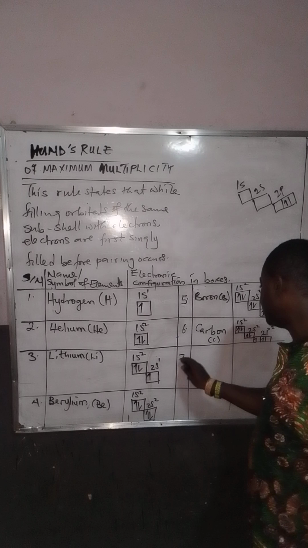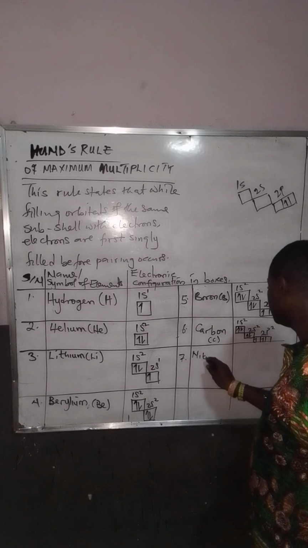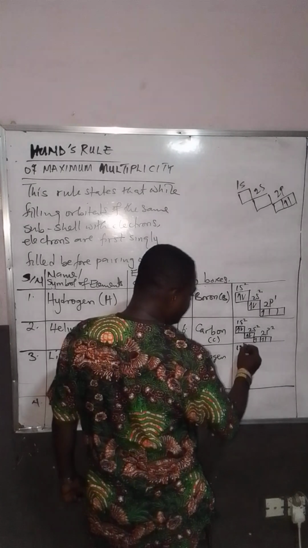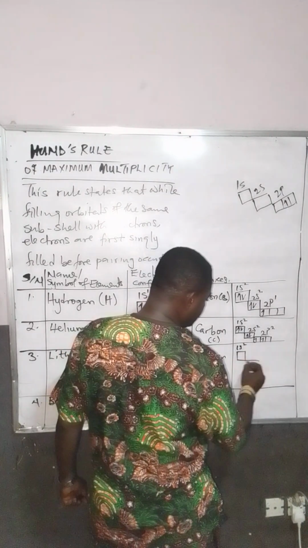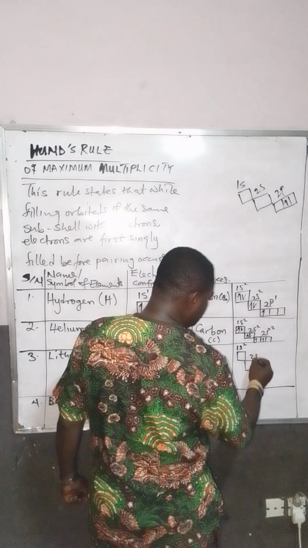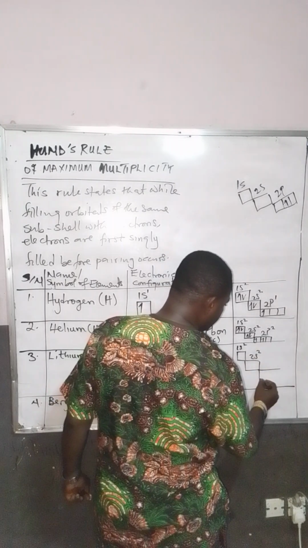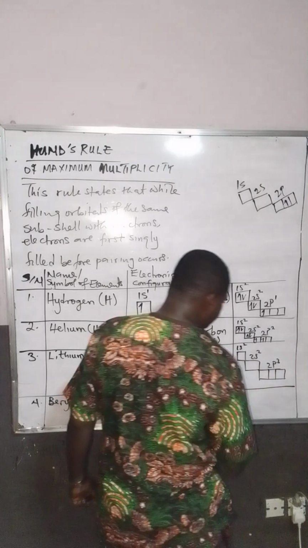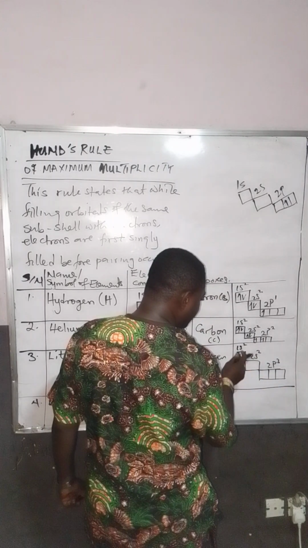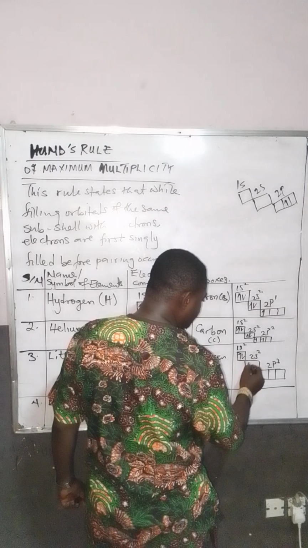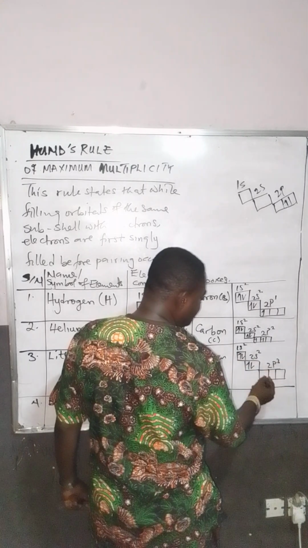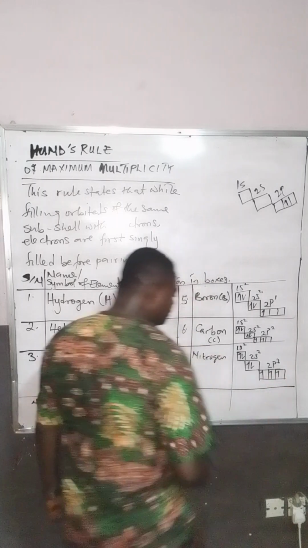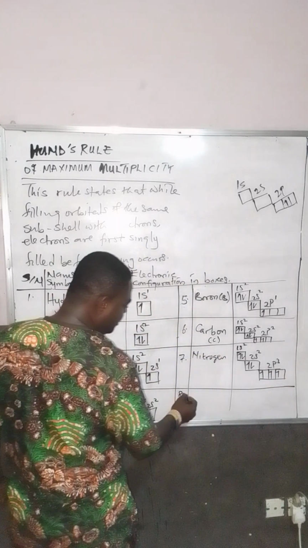So number 7 is nitrogen. Nitrogen is 1s2, 2s2, 2p3. For these two, I put 1 half arrow up, 1 half arrow down, 1 half arrow up and down. Here now, singly. First of all, put 1 here, put 1 here, put 1 here. Then after that is oxygen.